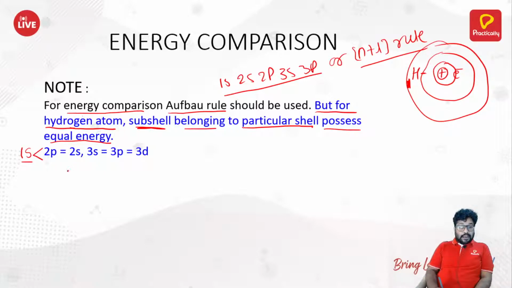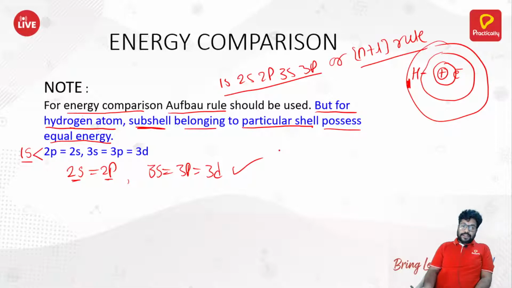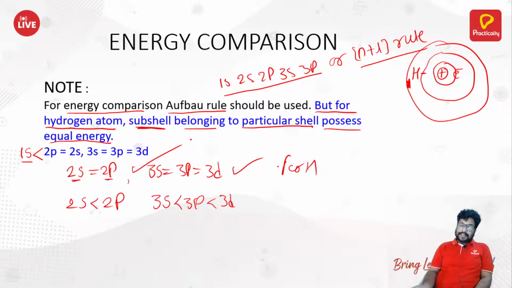So that is why 2s will be equal to 2p. If the n is the same, the energy will also be the same. Similarly, 3s, 3p, 3d, all of them will have the same energy. The same thing will not happen with other atoms. For other atoms, 3s will have the lowest energy, then 3p, then 3d. Similarly, 2s will have lesser energy than 2p. That is for the other atoms. But for hydrogen, it is like this.